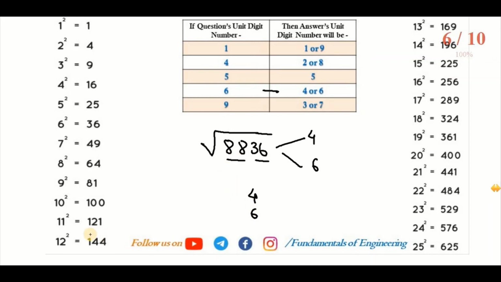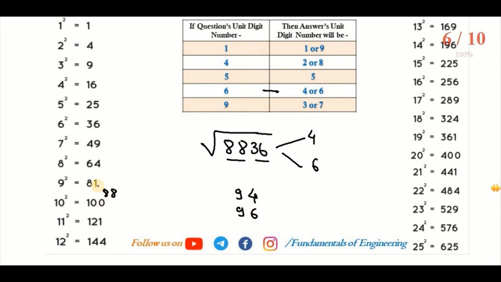Now 88 is lying between two perfect square numbers, that is 8 square 64, 9 square 81 and 10 square 100. So in between that it is lying. So 88 is lying between 9 square and 10 square. So the earlier number that we have to take is 9. I have written it here. Now we have to find out which one.